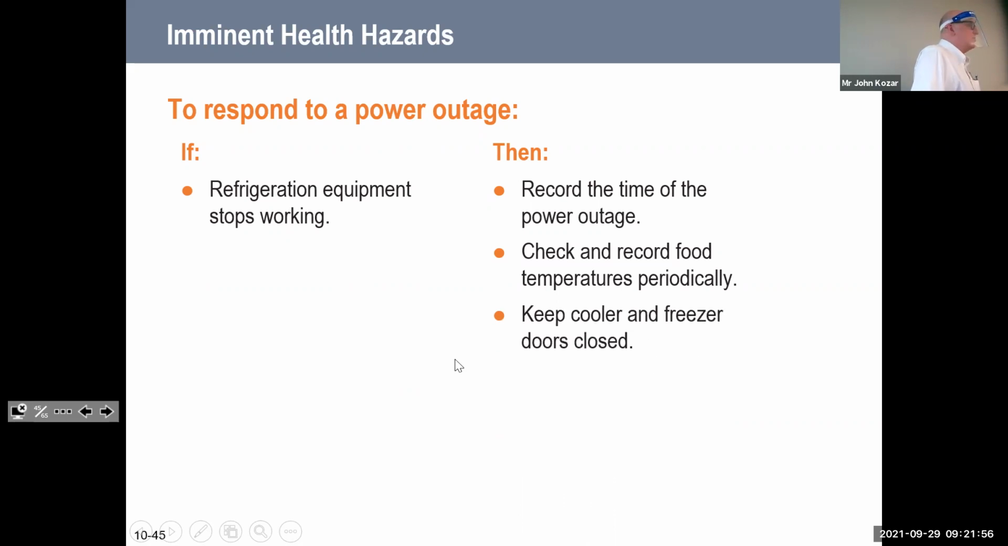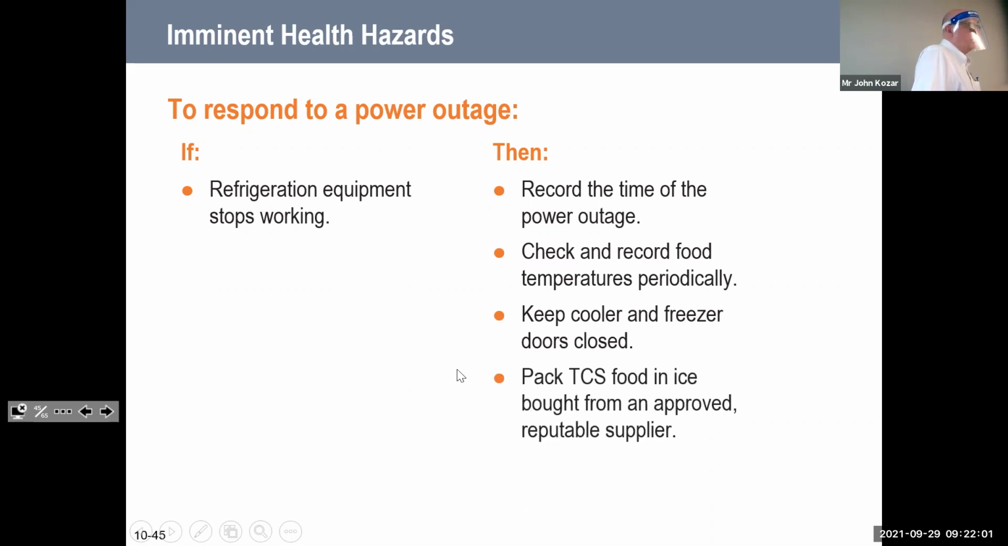Keep the cooler and freezer door closed as much as possible. Pack the TCS food in ice bought from an approved reputable supplier. So with a power outage, you could also have the possibility of water loss, or your ice machine's not going to be working, so you won't be able to produce your own ice that is safe. So again, this is something you would want to have an agreement with somebody ahead of time that you're going to be able to get ice from them should you need to do that.